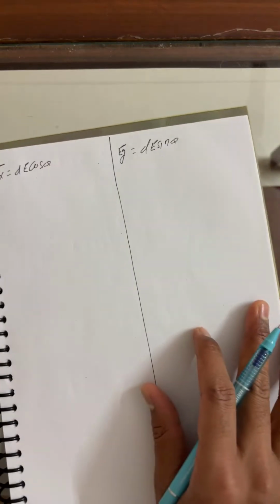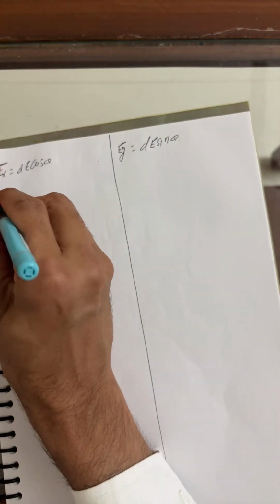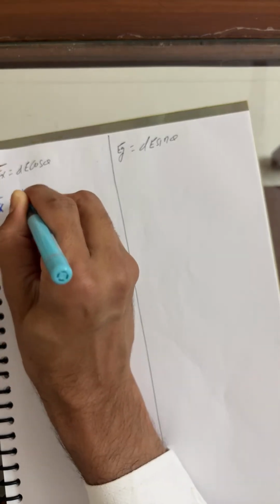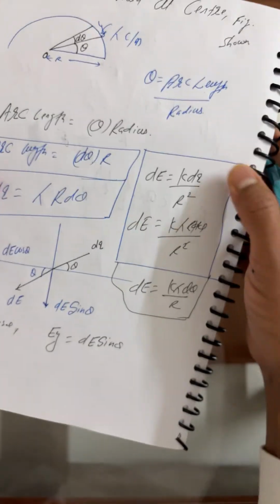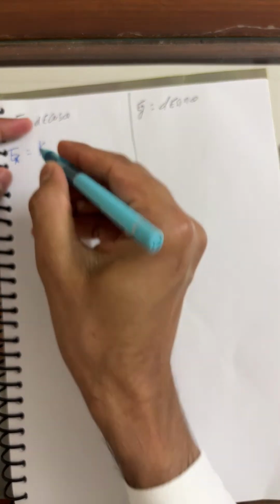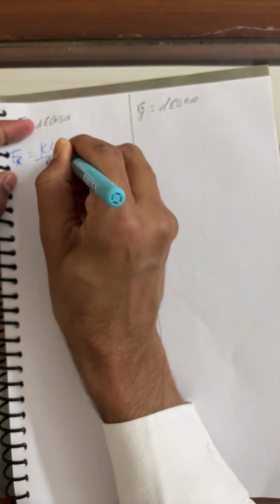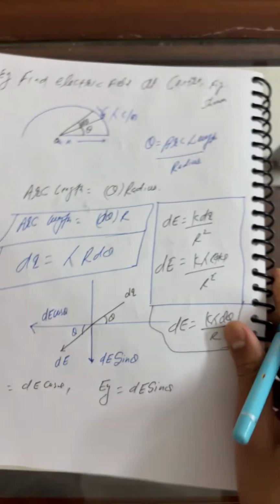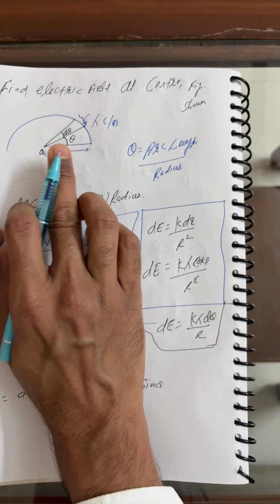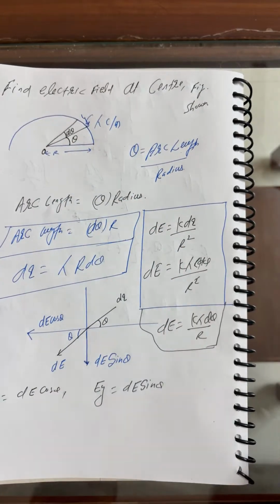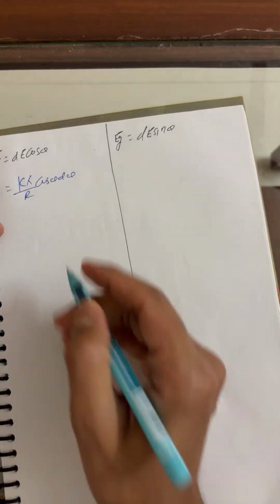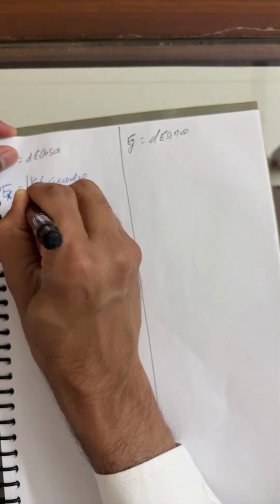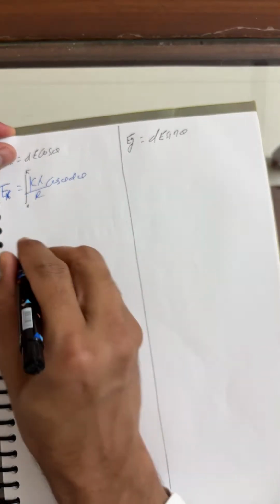This is dE. So dEx is k lambda by r into cos theta d theta. What is the limit, from where to where do we apply? 0 to 180 degrees. Just simply integrate here. So what's the limit? 0 to pi, because it's a semicircle.